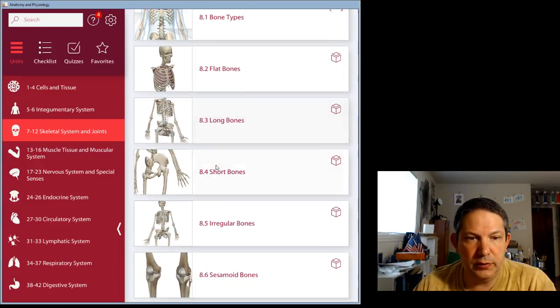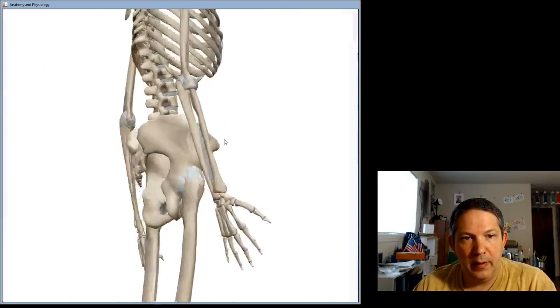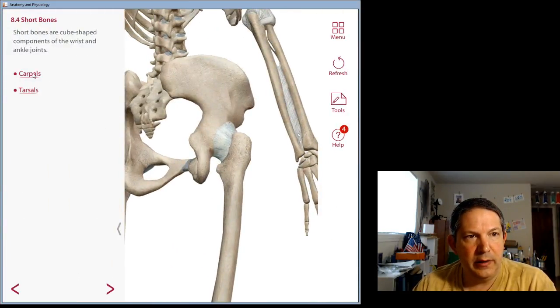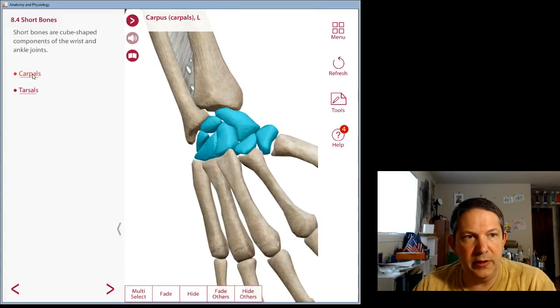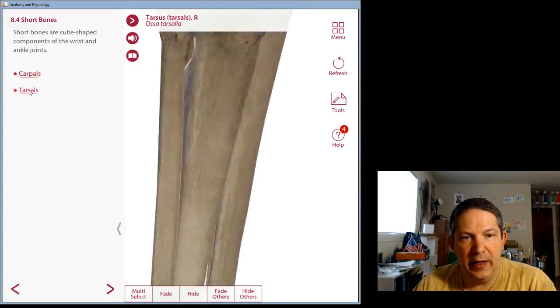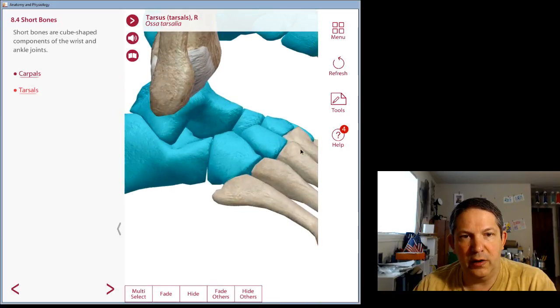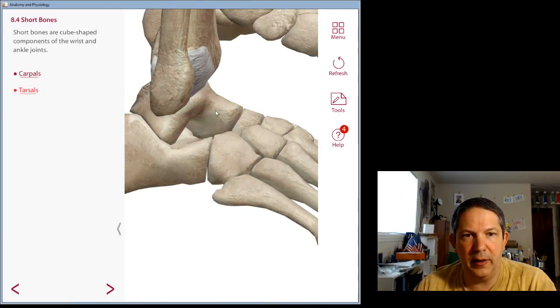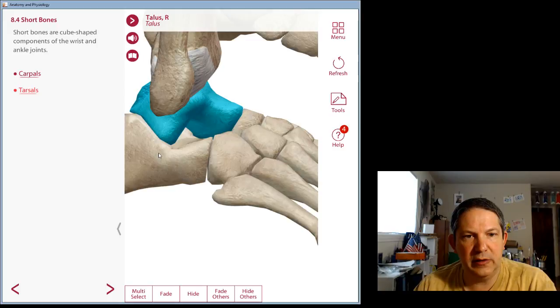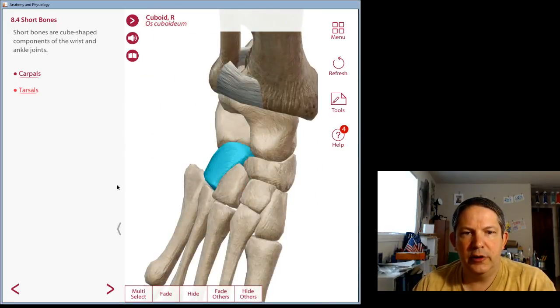So flat bones, long bones, short bones. Do we have more information here? Your short bones are pretty much in your wrist, the carpals, and in your foot, the tarsals. And these have individual names. There's the talus, there's the calcaneus, this one's the cuboid bone, and here's the navicular, and then we have three cuneiform bones, a medial, a lateral, and an intermediate.